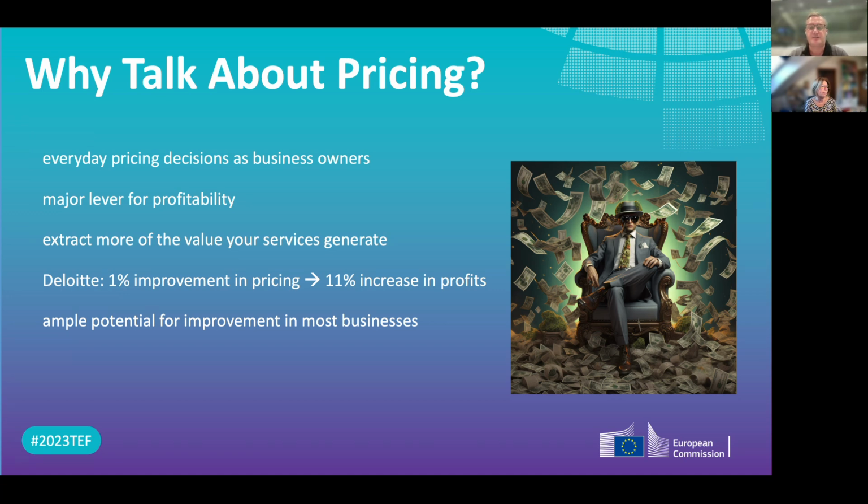How does this compare to other aspects of what your business can do to improve its performance? For example, a 1% increase in sales would only lead to a 3.3% increase in profits. And it's even lower for improvements in fixed costs, for example. So as you can see, pricing is far superior to your other tools in the toolkit for your business. And from my experience consulting with different entities in the language services market, there is ample potential for improvement, and certainly also outside our industry.